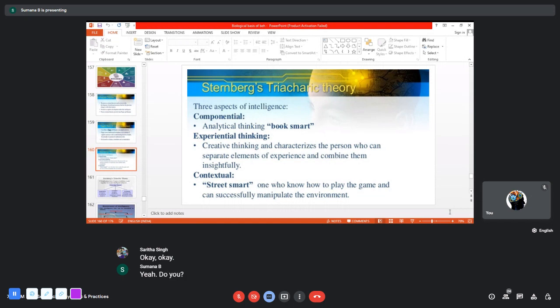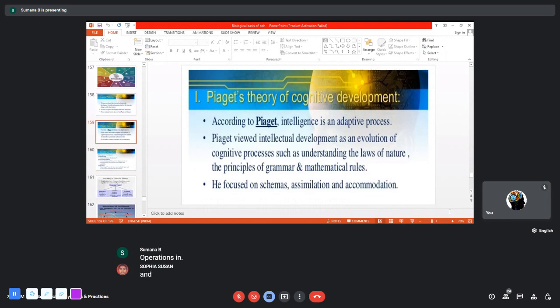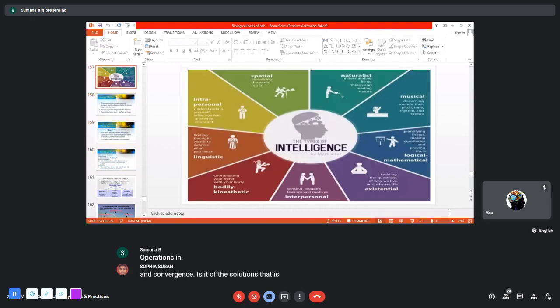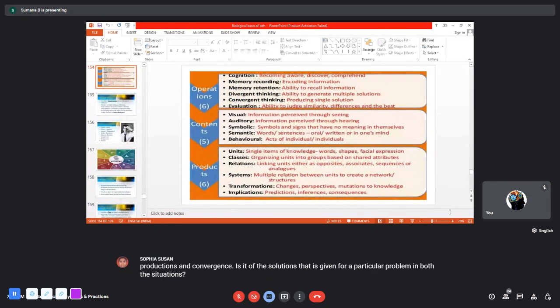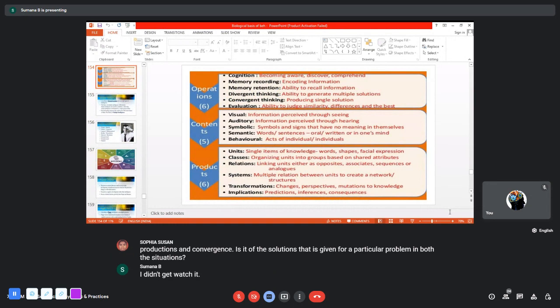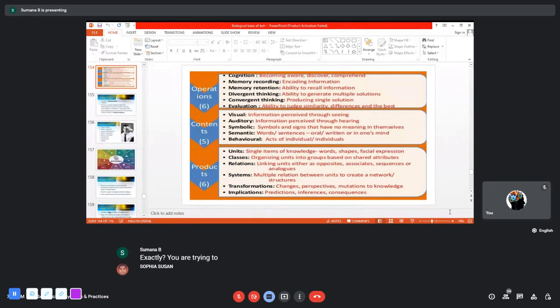Ma'am, excuse me, this is regarding the operations you were explaining. Divergent production and convergent production: are they the solutions given for a particular problem in both situations? Convergent is finding a single solution, whereas divergent is finding various, multiple alternative solutions.